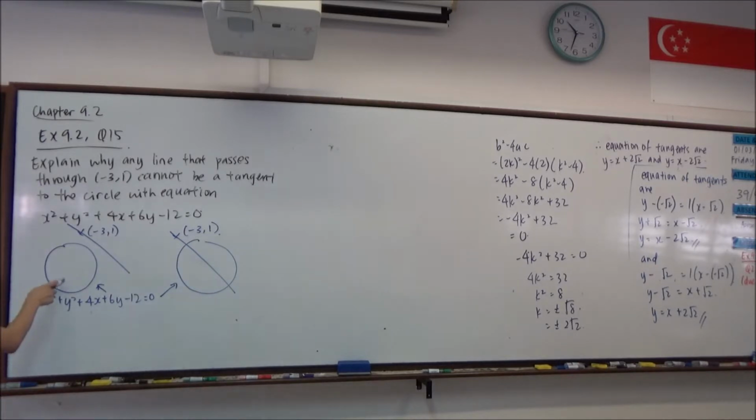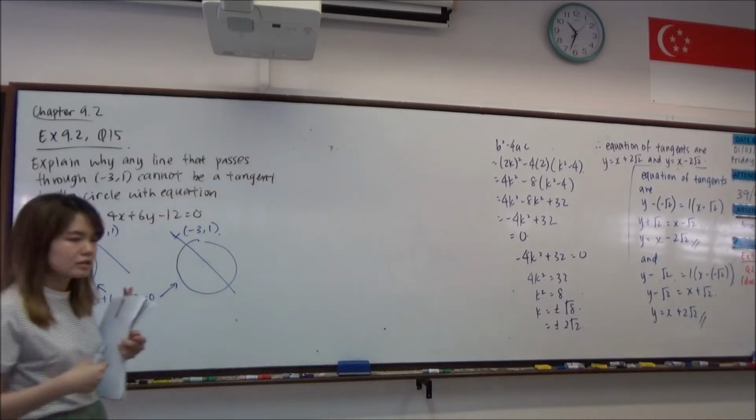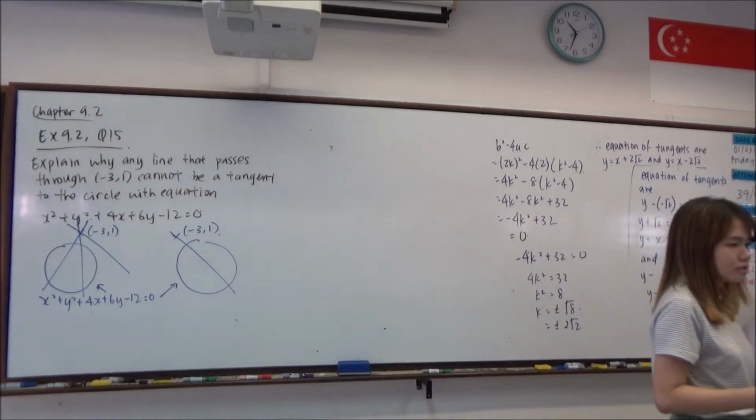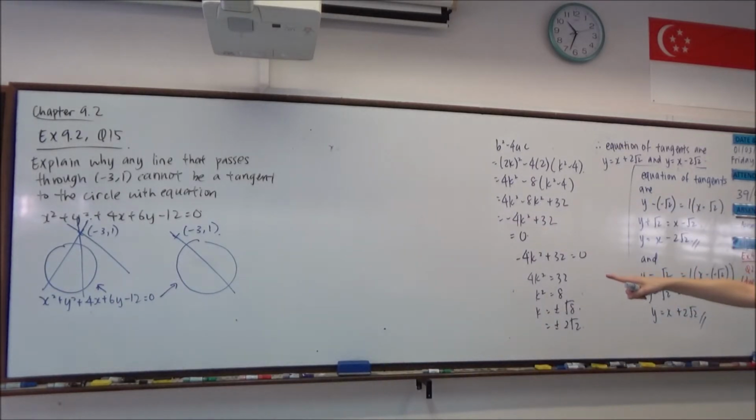Why can we assume that the first possibility is impossible? Because any line that passes through negative 3, 1, so actually you're covering all the cases, right? So it will be like that, and then like that, and all that. So that possibility is not true.